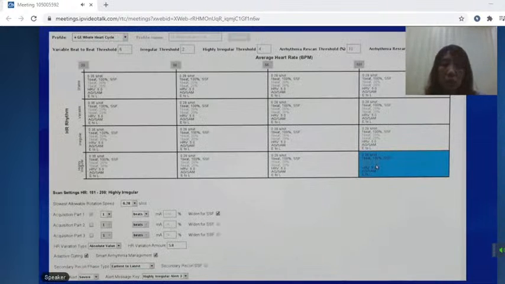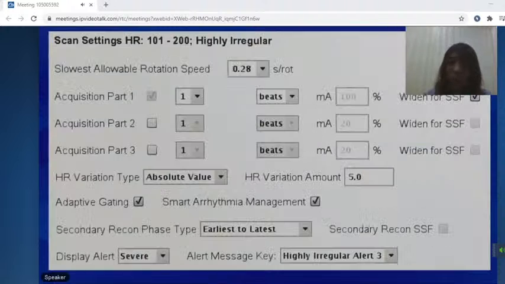And this is the 1-beat scan setting. Suppose a patient has a highly irregular and fast heart rate, or the patient needs to do a functional scan. Let's take a look at this blue box.